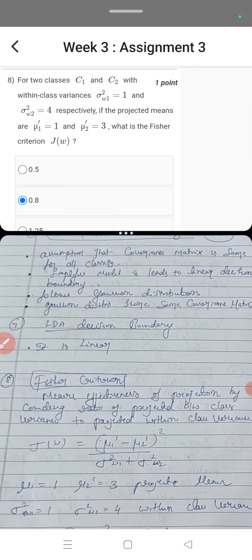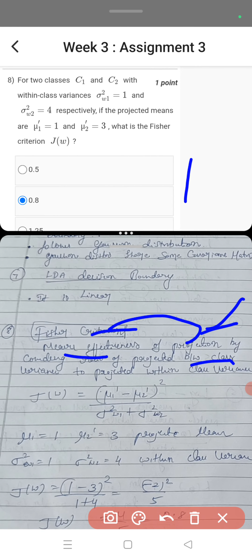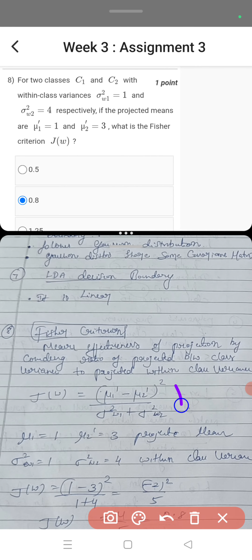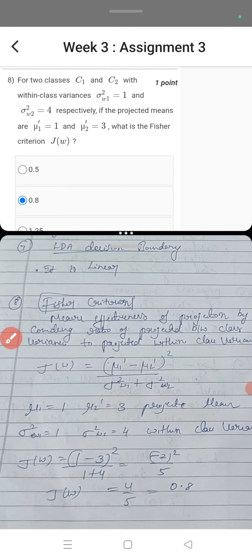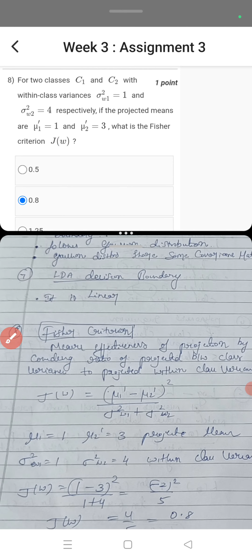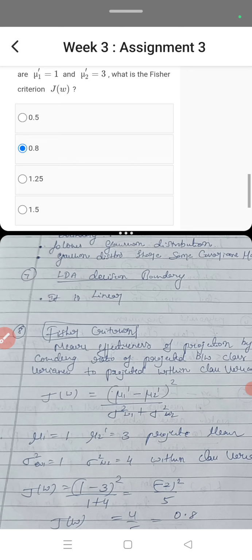Eighth one is a problem. For the Fisher criterion, you should use this formula. Here they have given mu1, mu2, and the variances. Just substitute, and you will get the answer as 4 by 5, that is 0.8.